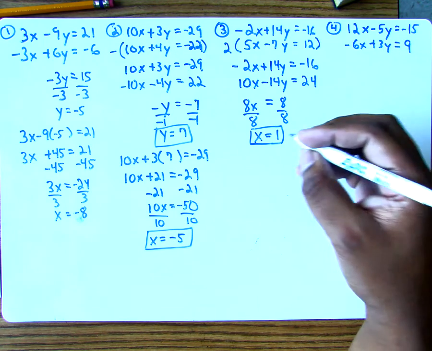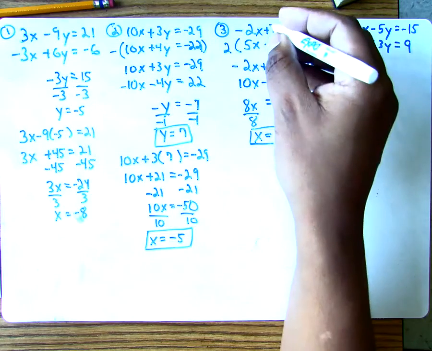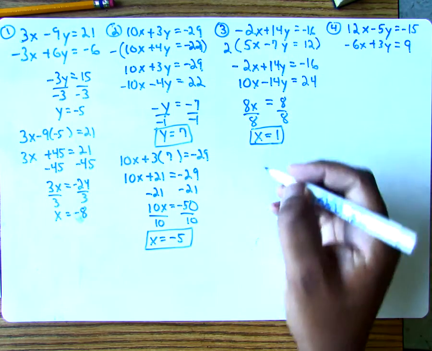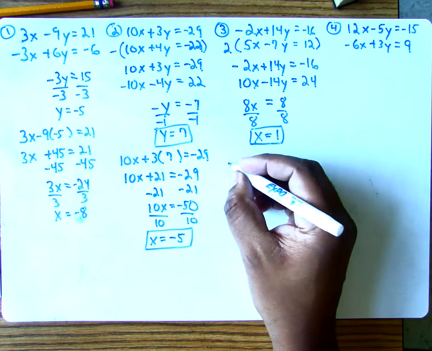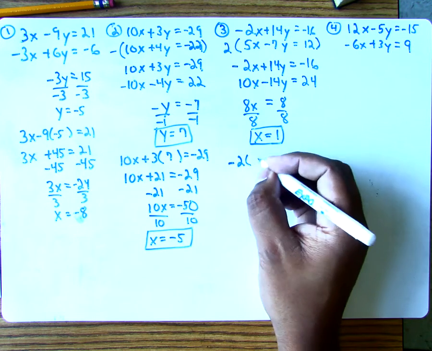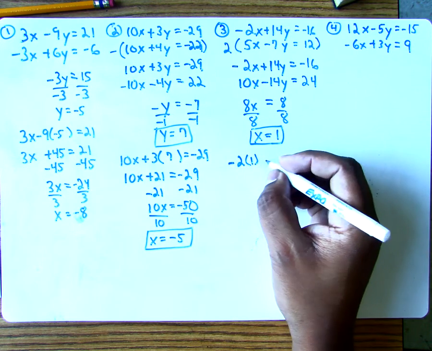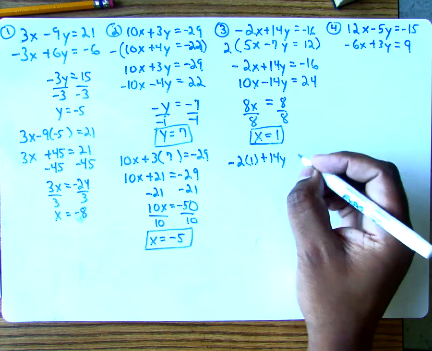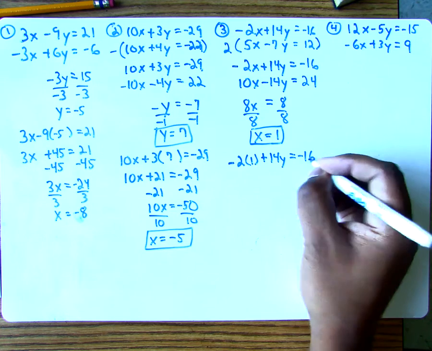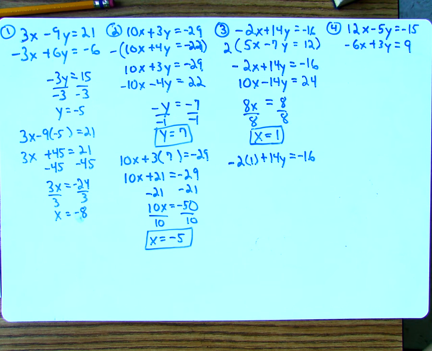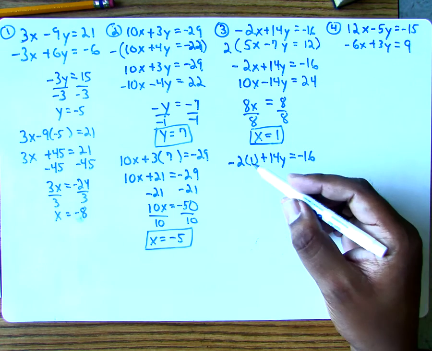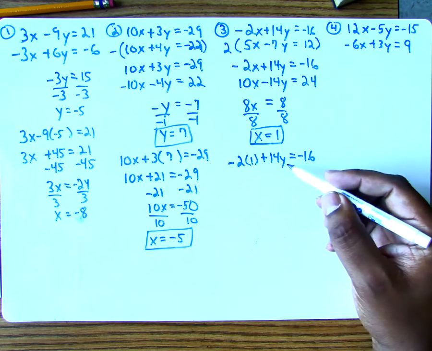Okay, so I'm going to take the x and plug it into the first one. And you could plug it into either one of these, but I just picked the first one. Negative 2 times 1 plus 14y is equal to negative 16. Now, here's something to keep in mind. Since we solved for x, we're going to plug back in for x. Don't make the mistake of plugging back in for y.